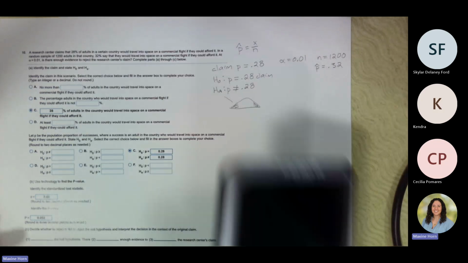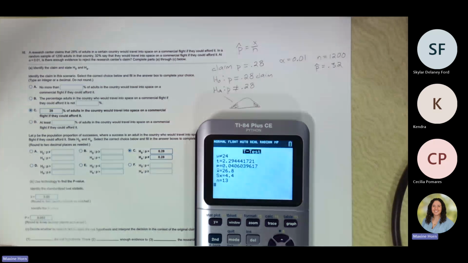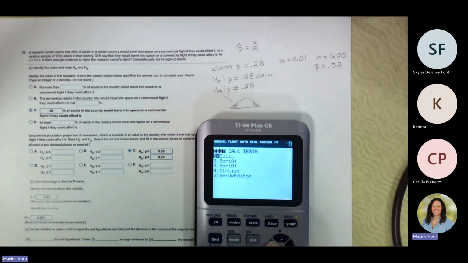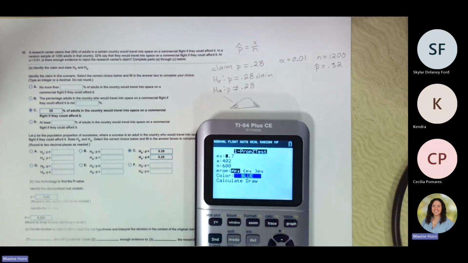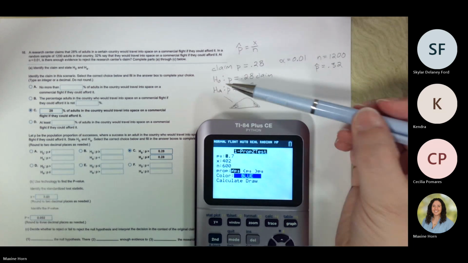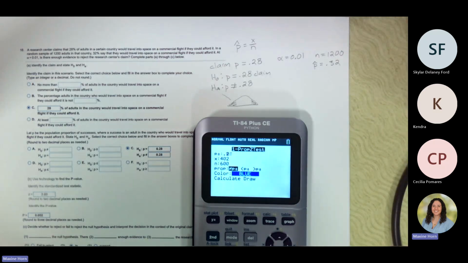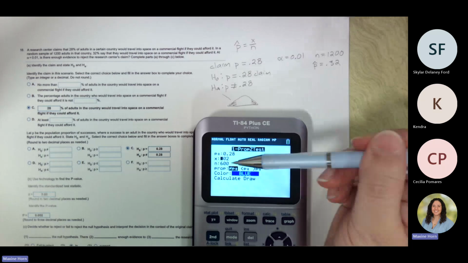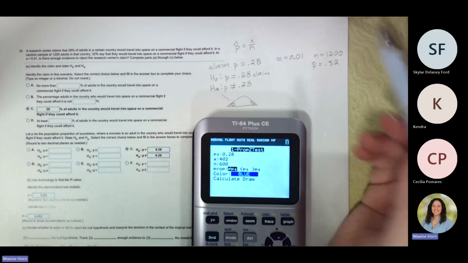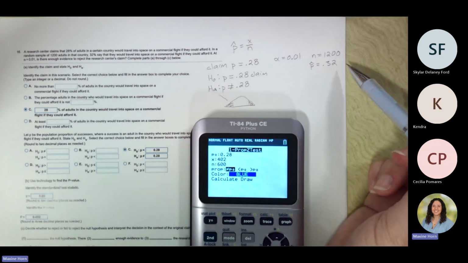So let's go to our calculator. And we're going to go to stat, tests, and then I can either arrow down to 5, one prop z test, or I can just hit number 5 and it'll go straight there. All right. So our null hypothesis, our population proportion is 0.28. And then it's asking for the x and the n. We weren't given an x and an n, were we? We were given that p hat is just 32%.